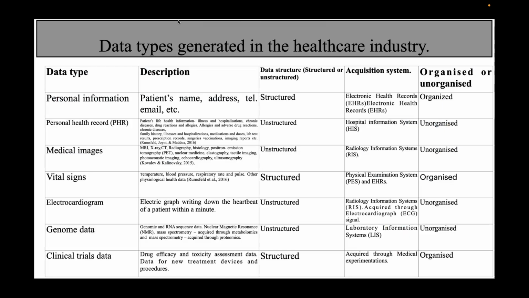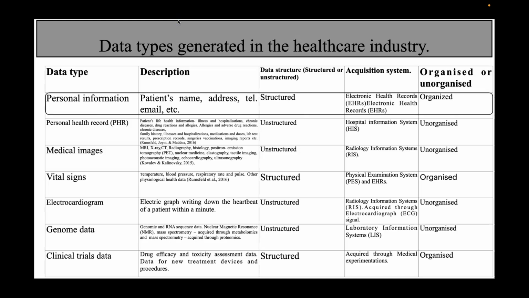So let's examine some of the different data types and structures that are generated within the healthcare industry. It could include personal information such as the patient's name, address, telephone number, and email address, and this kind of data is structured and it comes from electronic health records and it's often organized.